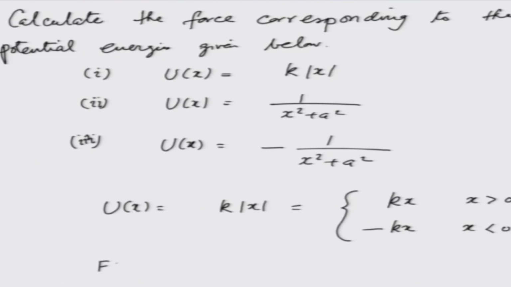The force F(x), which is minus dU by dx, is going to be equal to minus k for x greater than 0 and plus k for x less than 0. So, let me write this. You are given U(x) equals k modulus x, and the corresponding force F(x) is equal to minus k for x greater than 0 and plus k for x less than 0.